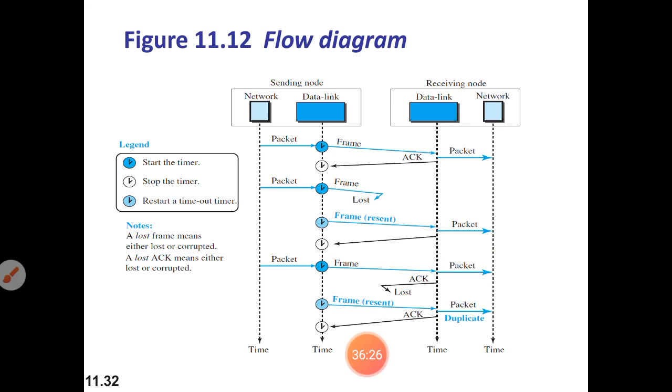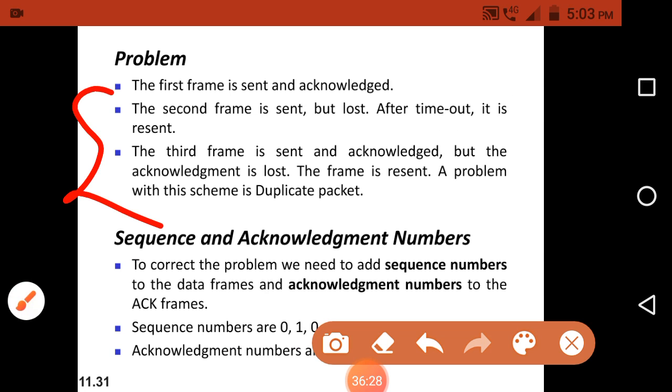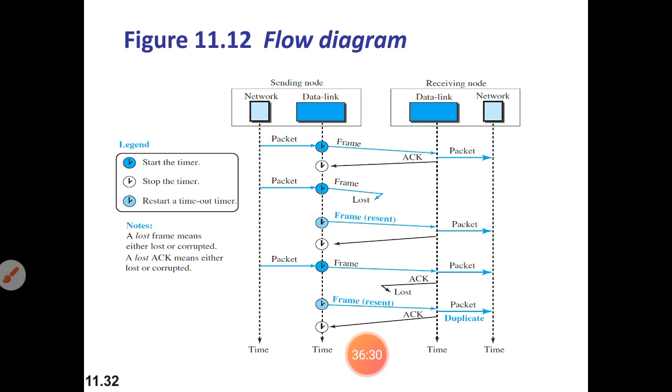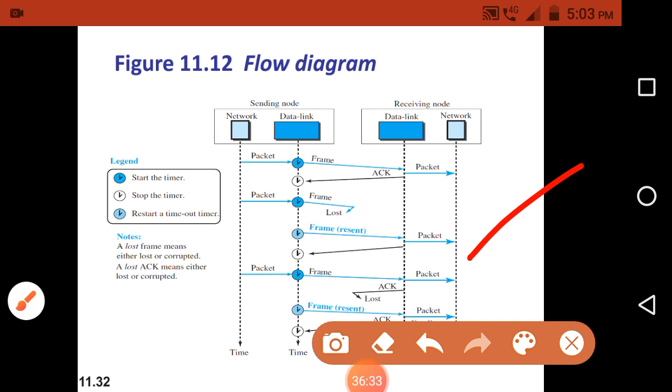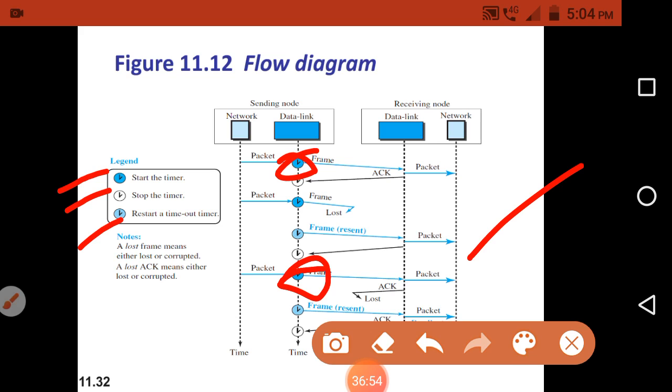These three cases we have to discuss through this flow diagram: frame lost, acknowledgement lost, or the sending node gets the correct acknowledgement. Here there are three symbols: start the timer, stop the timer, and restart the timer. This symbol, a circle filled with color, and this symbol, these are all start the timer.